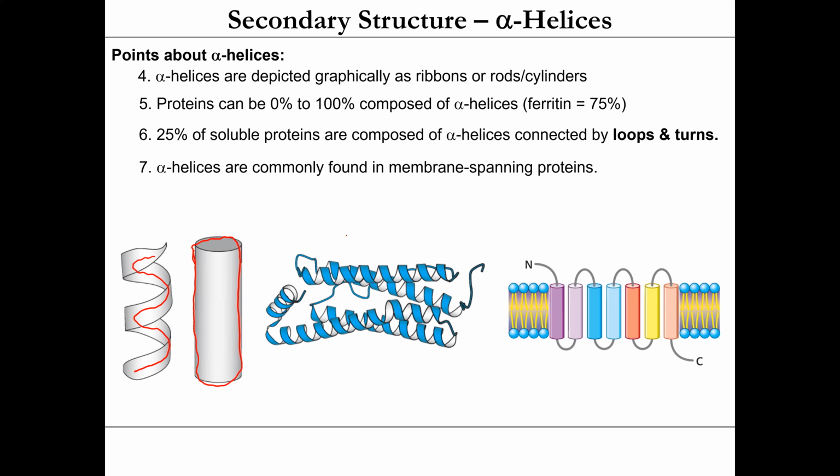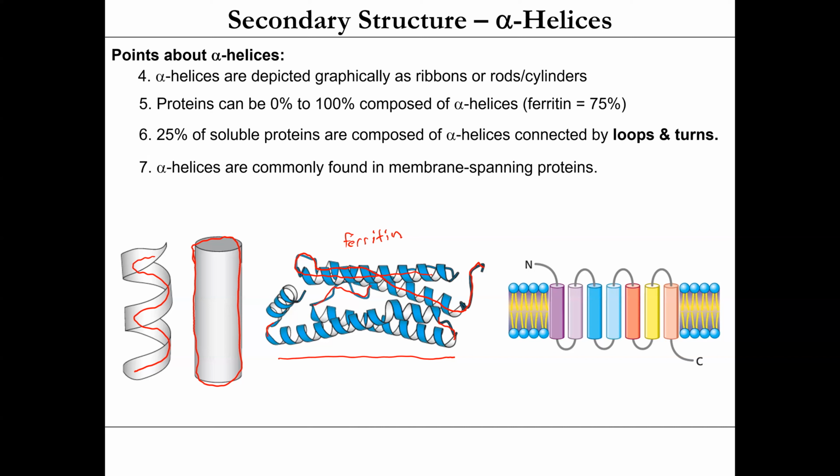So for example, this protein here, which is ferritin, an iron-binding protein, is made up of about 75% alpha helices. 25% of soluble proteins are basically composed entirely of alpha helices that are connected by loops and turns. So we'll talk about loops and turns a bit more later. But this ferritin would be an example of that. It has all these alpha helices, and then it's got some loops and turns that connect these different alpha helices to each other in the full three-dimensional fold.